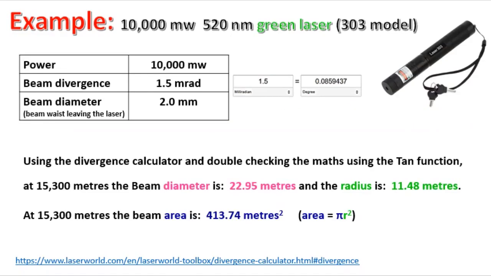Example: 10,000 milliwatt 520 nanometer green laser 303 model. Using the divergence calculator and double-checking the maths using the tan function, at 15,300 meters the beam diameter is 22.95 meters and the radius is 11.48 meters. At 15,300 meters the beam area is 413.74 square meters.